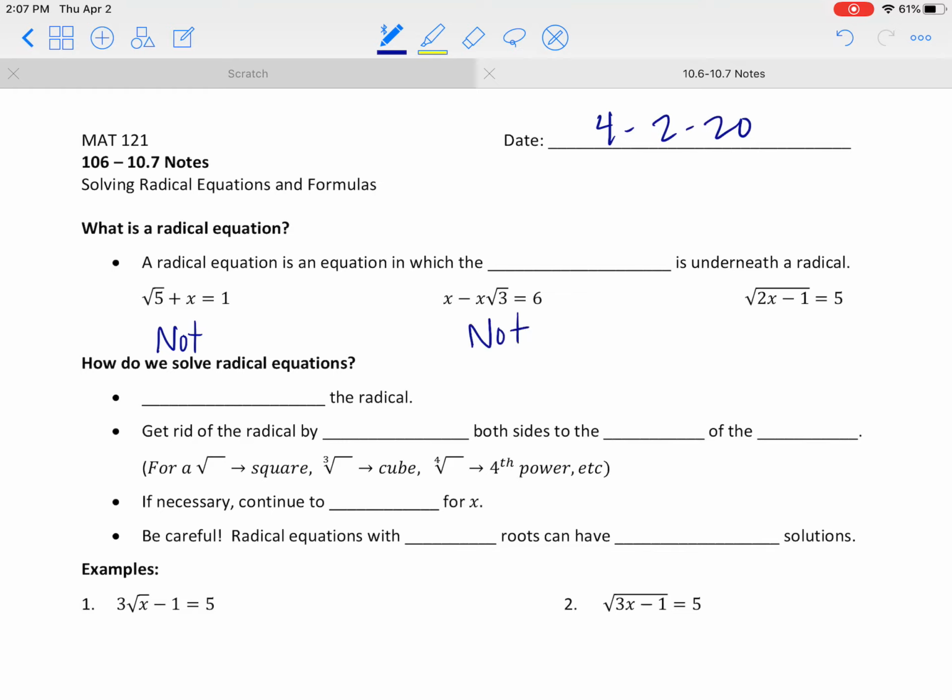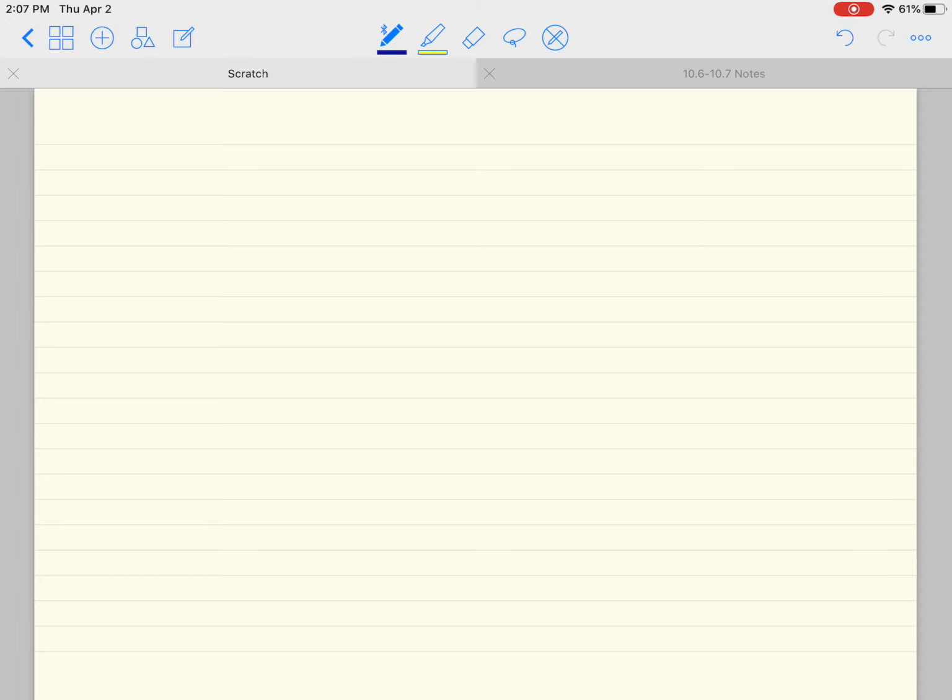How about the next one? Do you think this is a radical equation? It contains a radical, but not a radical equation. So this is not a radical equation, but the third one is. So this is a no, this is a no, and this is a yes. This one is a radical equation. Now what's different about this third one versus the other two is not just that it has a radical, but that the variable is underneath the radical. So a radical equation is an equation in which the variable is underneath the radical, okay?